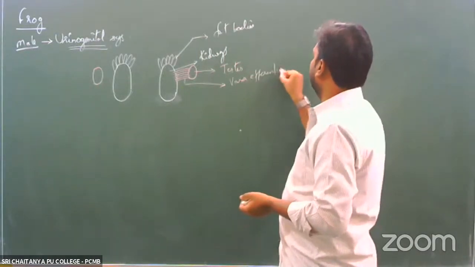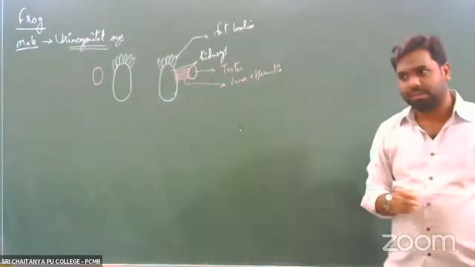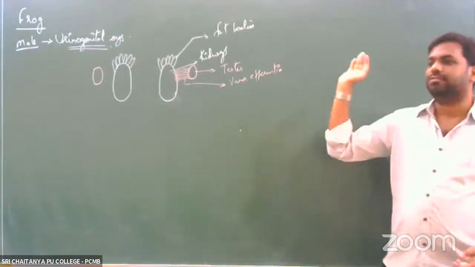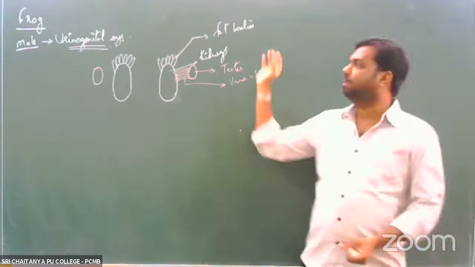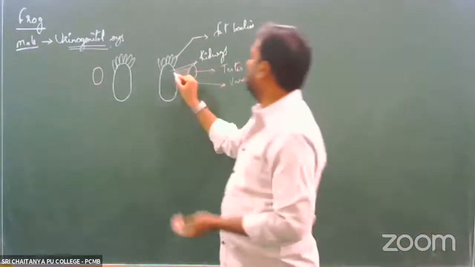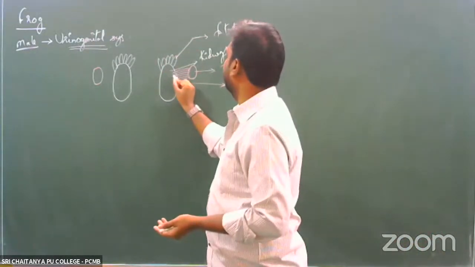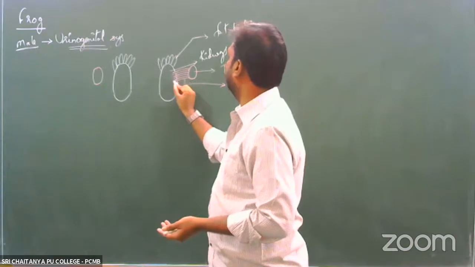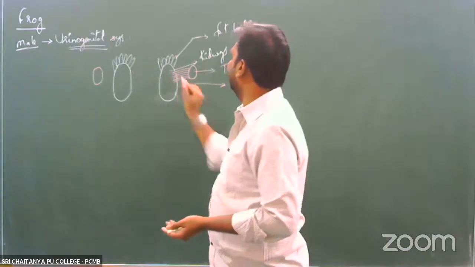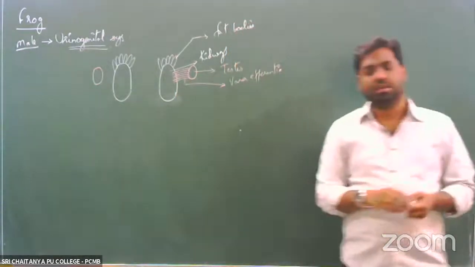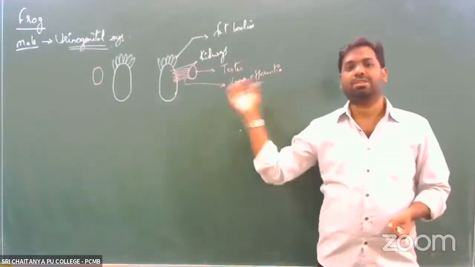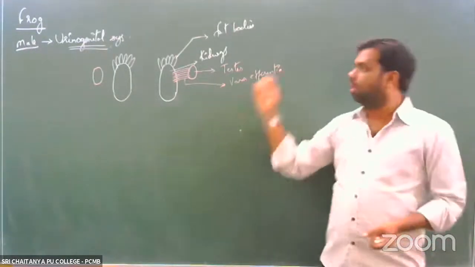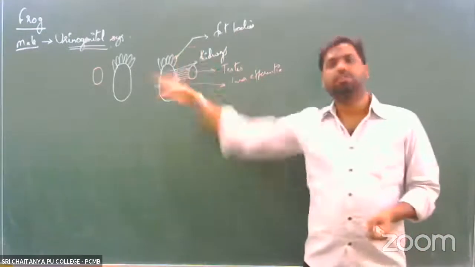So vasa efferentia arise from the testis, and this vasa efferentia opens up into the kidneys, right? So it would open up actually inside the kidneys. Now, what is the role of vasa efferentia? Vasa efferentia is the one which is responsible for the transportation of sperms from the testis into the kidneys.